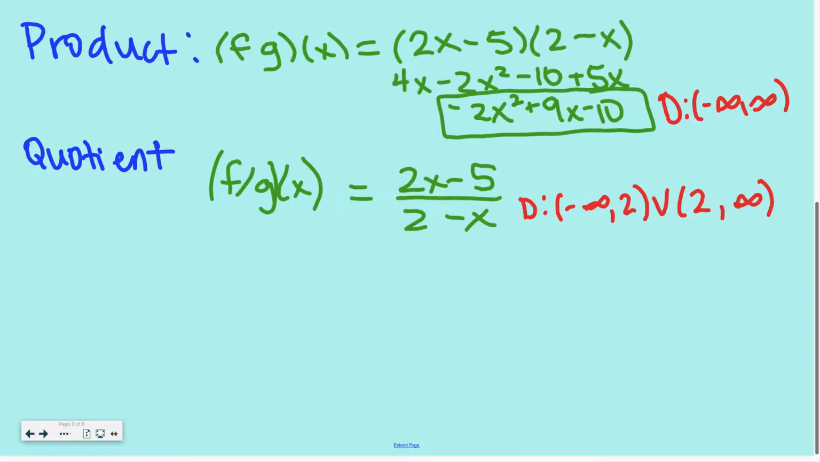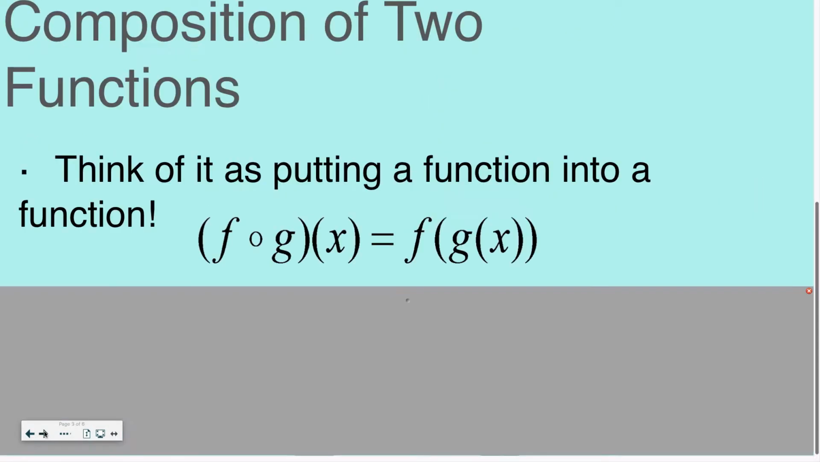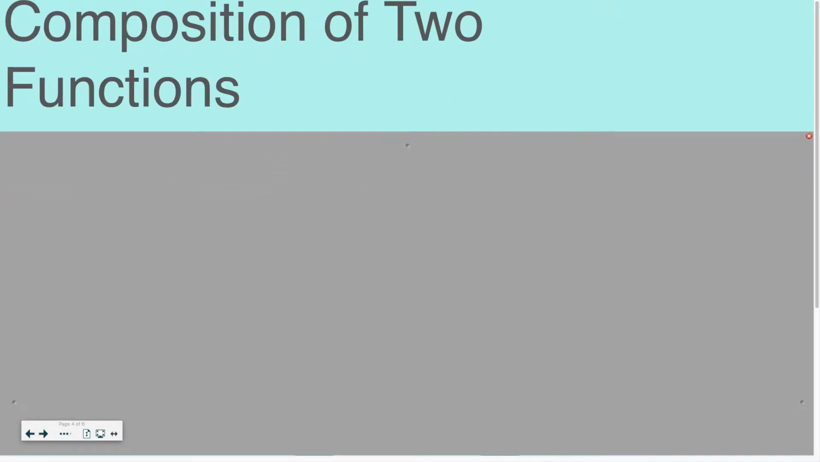Alright. So let's talk about the fifth way we can combine functions. Okay? The fifth way we can combine functions would be through composition. Okay? That problem on your quiz, f of 2, that's the composition of 2 functions. That was f composed with f of 2.